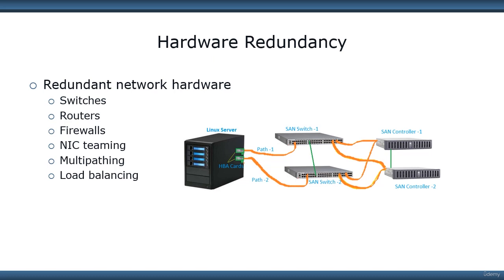An HBA card is a host bus adapter card that is connected to SAN controllers. Okay, and what we see here in multipathing is not only do we have duplicate HBA cards, but they have multiple paths to each controller. Okay, so we've got path 1 and path 2 to different switches, and then you've got each individual switch being connected to multiple paths to the SAN controller. That way we don't lose access to our data storage.